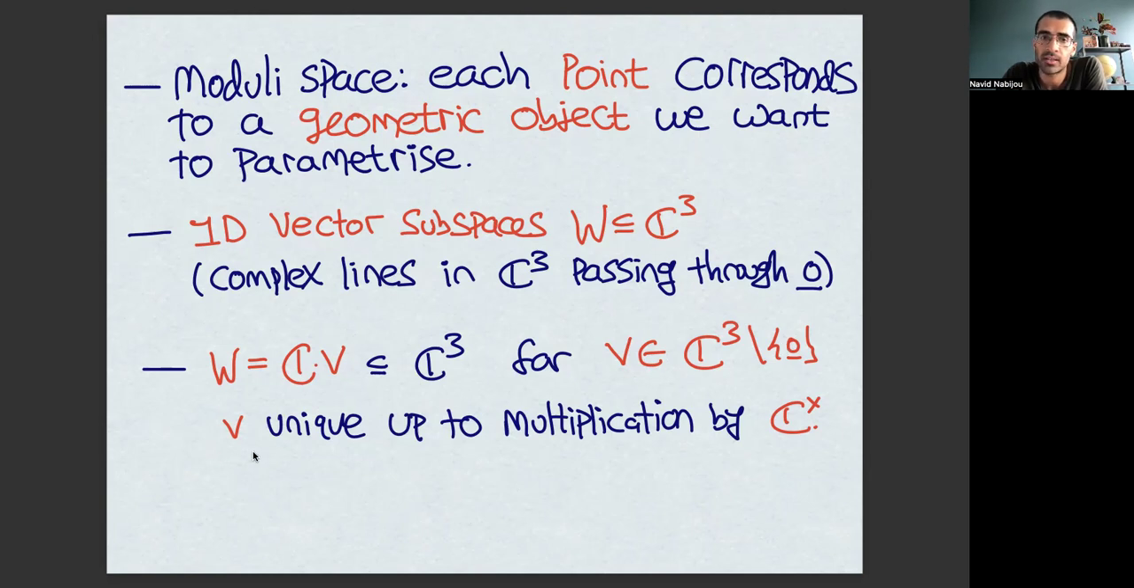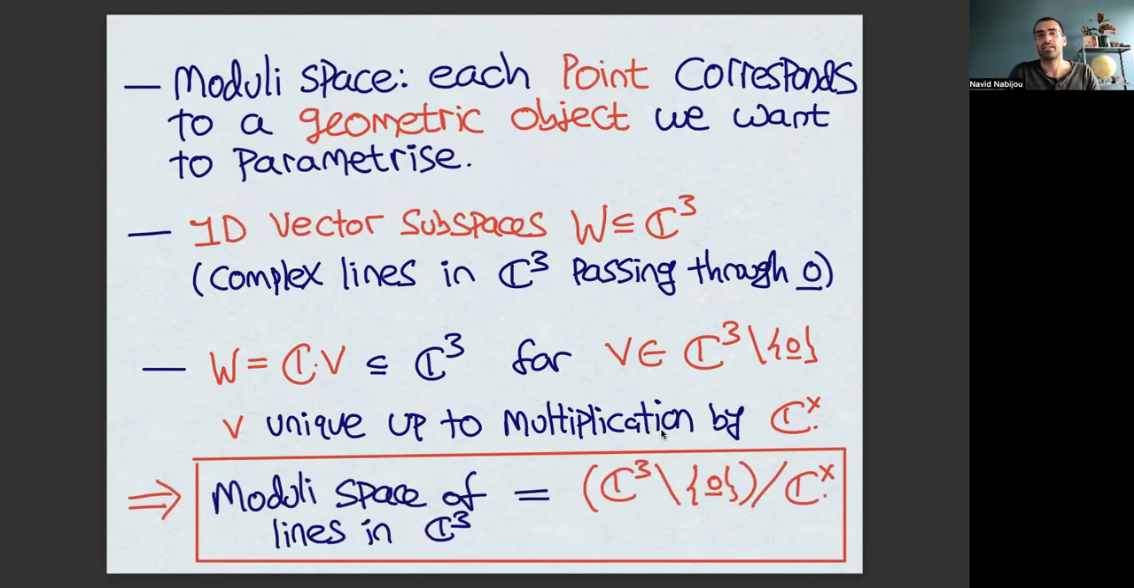And moreover, this V is unique up to multiplication by C star, right? V and 2 times V will give me the same subspace. But if I have two vectors that don't differ by an element of C star, then they'll genuinely give me different subspaces. And so what that means is that the moduli space of lines in C3, the space of all these lines that we want to parameterize, can be expressed as follows. I take C3 minus the origin, my space of V's, and then I quotient by C star. That means I identify two V's if they differ by multiplication by C star. So there's this quotient here.